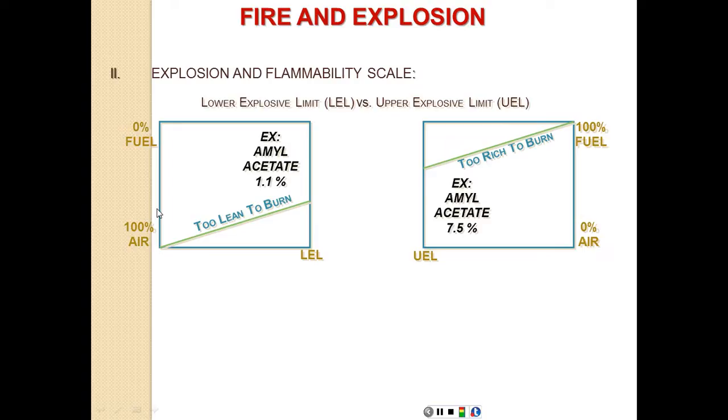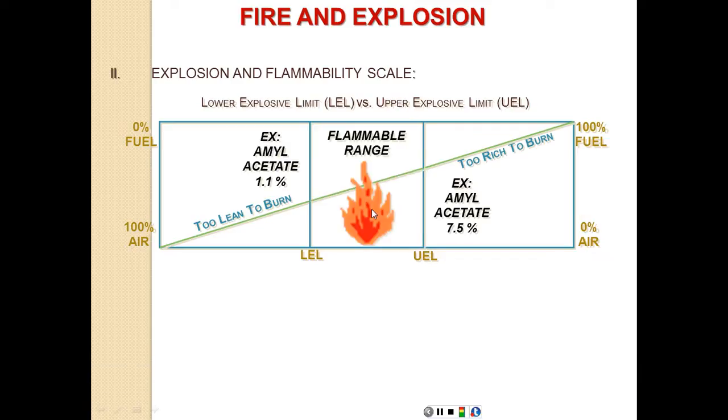So we have two extremes: too lean to burn or too rich to burn. Too lean, which is a lot of oxygen but not much fuel. Too rich, too much fuel, not much oxygen, and that would be the upper explosive limit. In between, that's going to be the danger zone. That's going to be the flammable range, where we have enough mixture of oxygen and the fuel, and that can cause the burning or can cause the explosion in some cases.